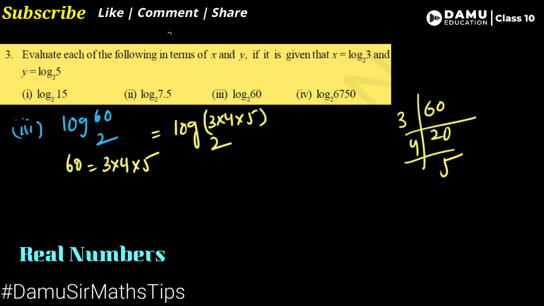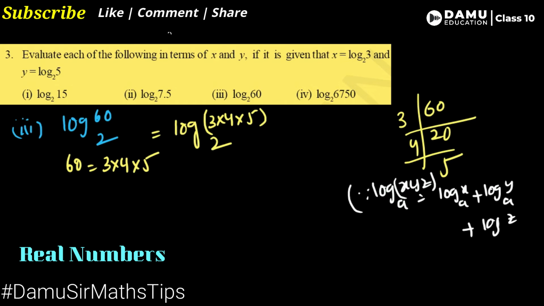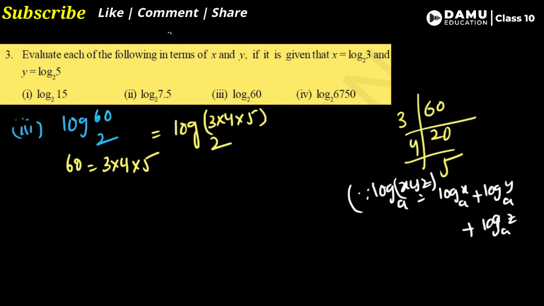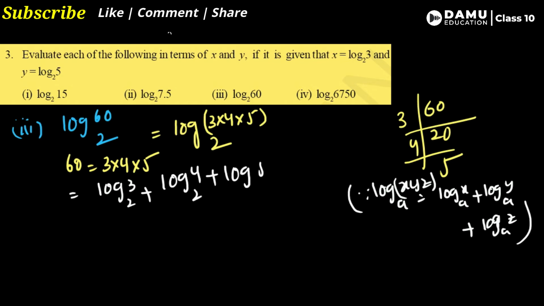Based on this, what is the formula of log xyz base a? We can write it as log x base a plus log y base a plus log z base a. So this is the formula. Let's expand this: log 3 base 2 plus log 4 base 2 plus log 5 base 2. So why have we taken 5 and 3 here?